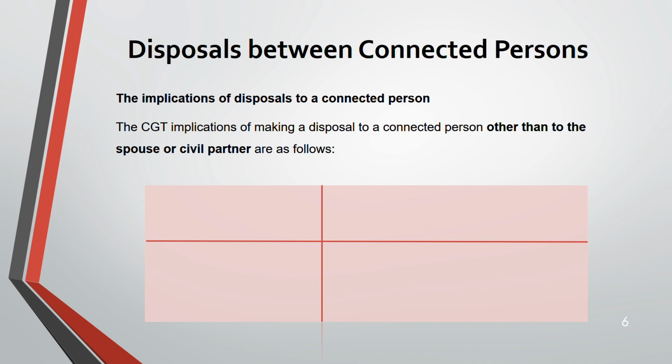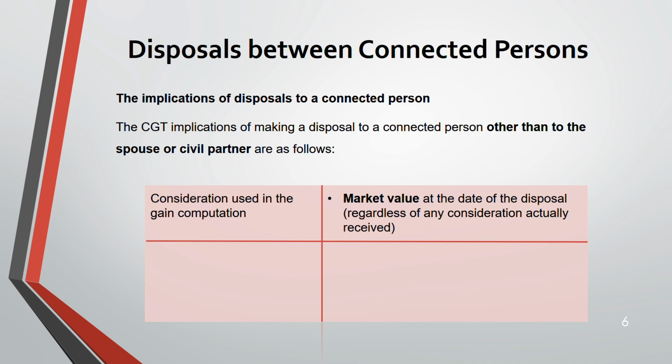So when you are making a disposal to a connected person, these are the CGT implications. First, it is divided into two categories. One, other than spouse, like other relatives. The other one is just the spouse. If the disposal is made to a connected person other than spouse, this is the consideration you have to use in the gain: market value.